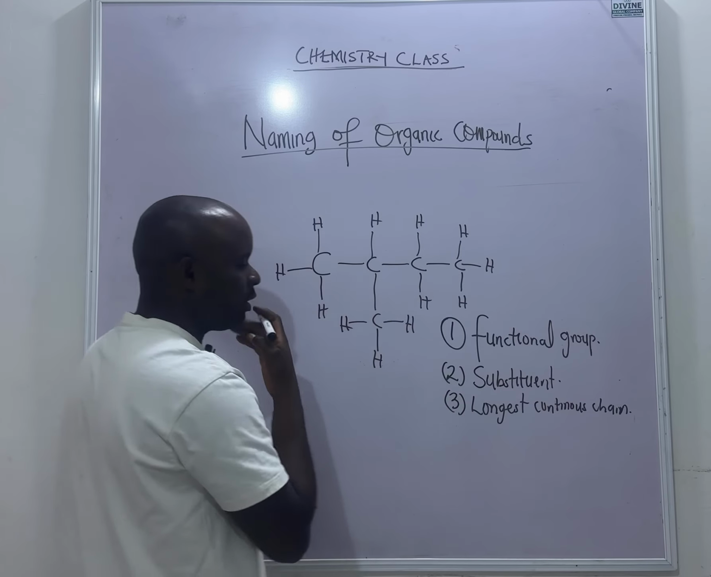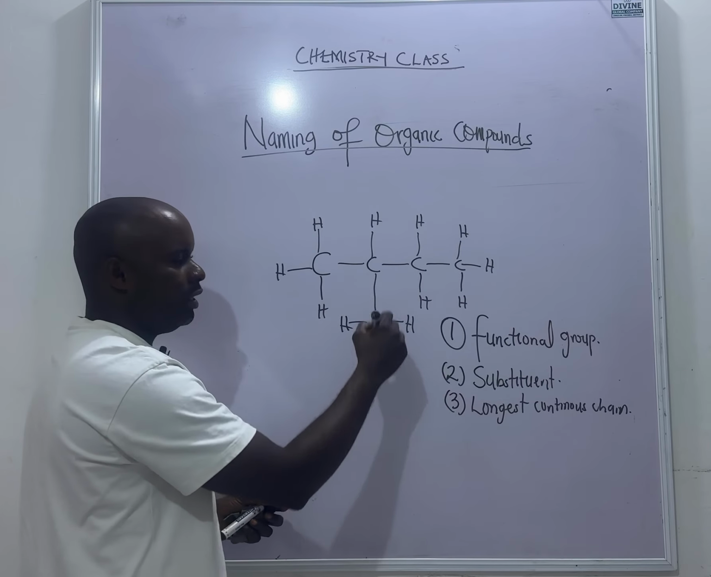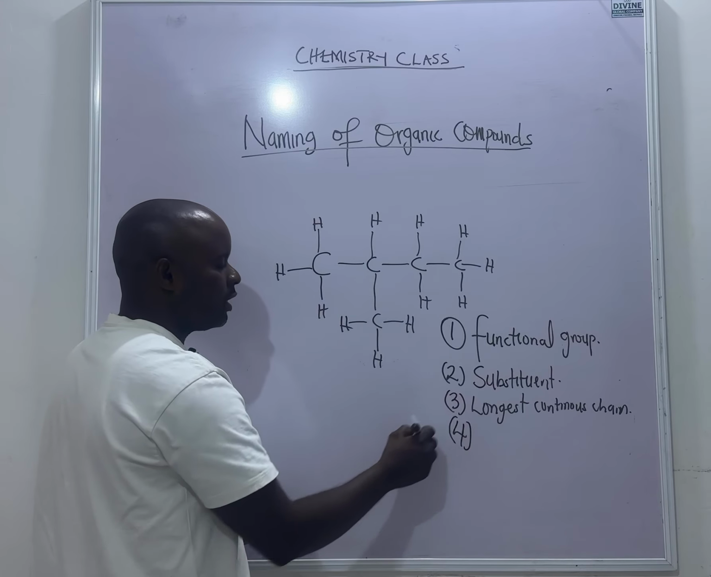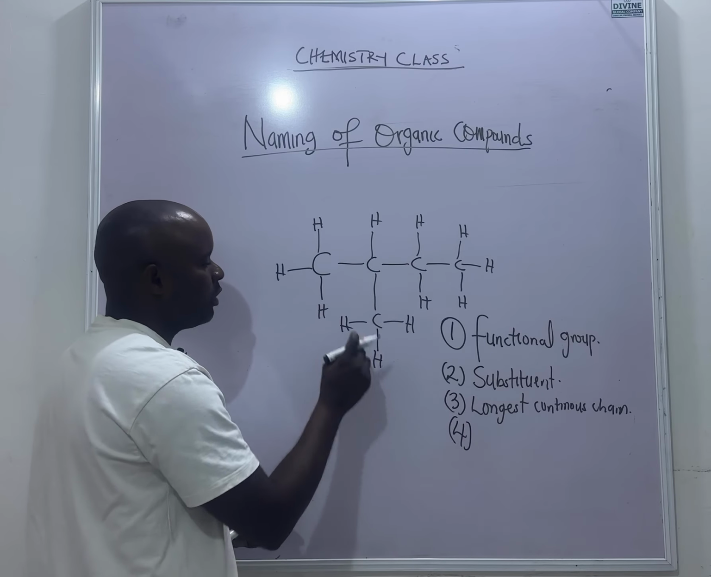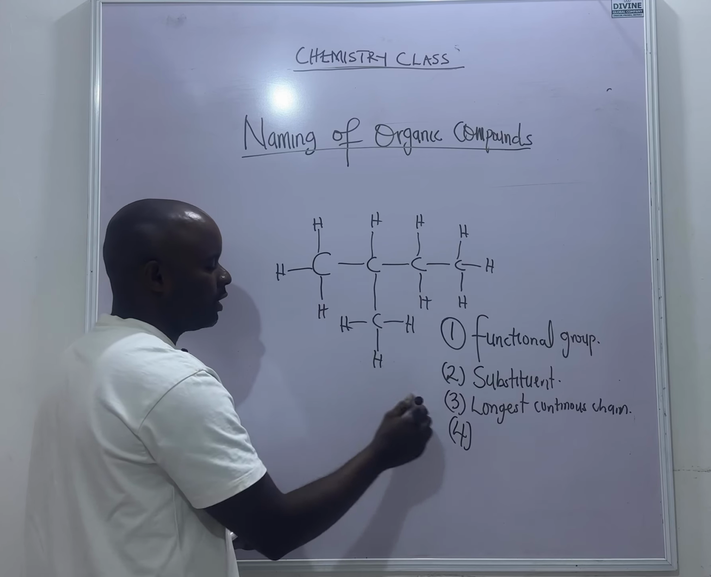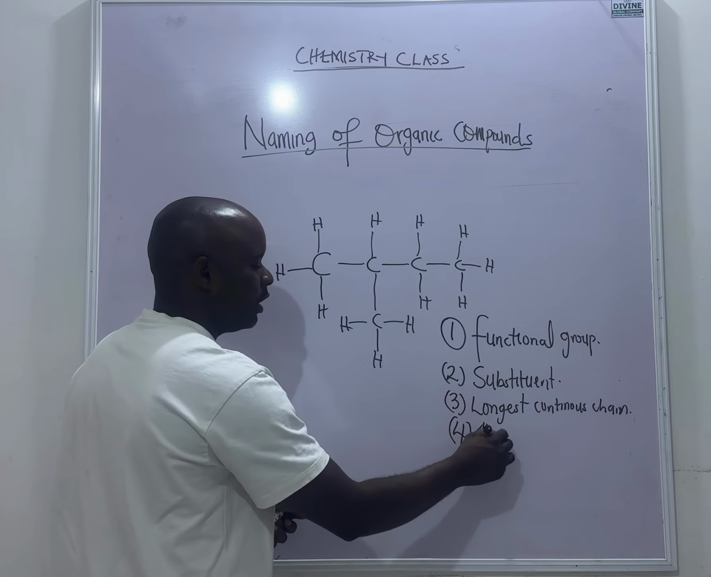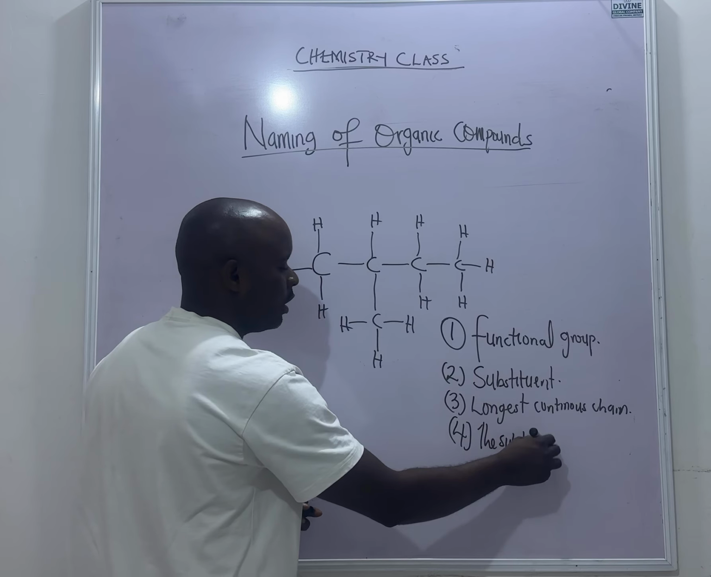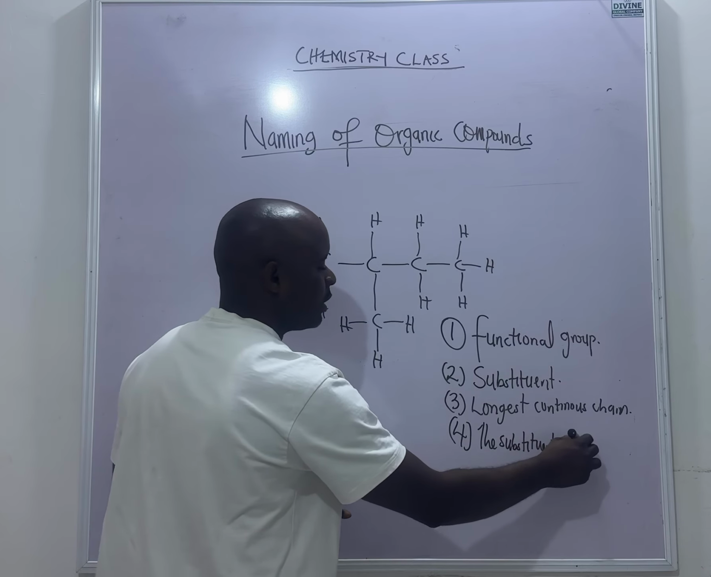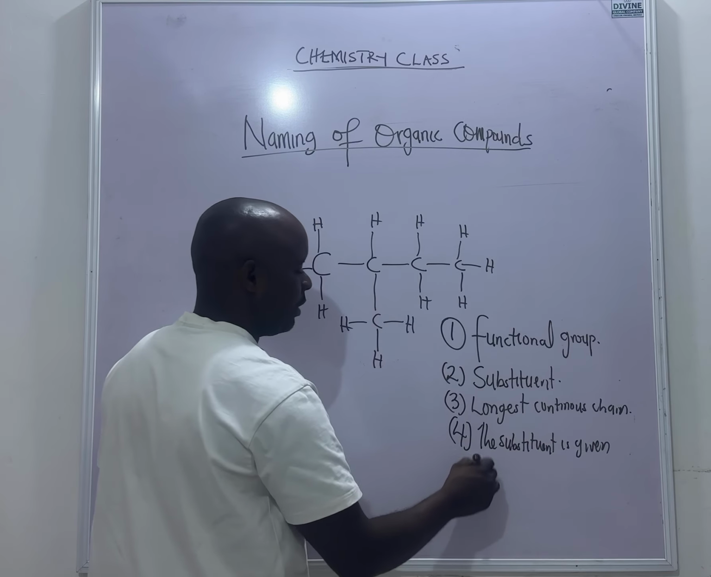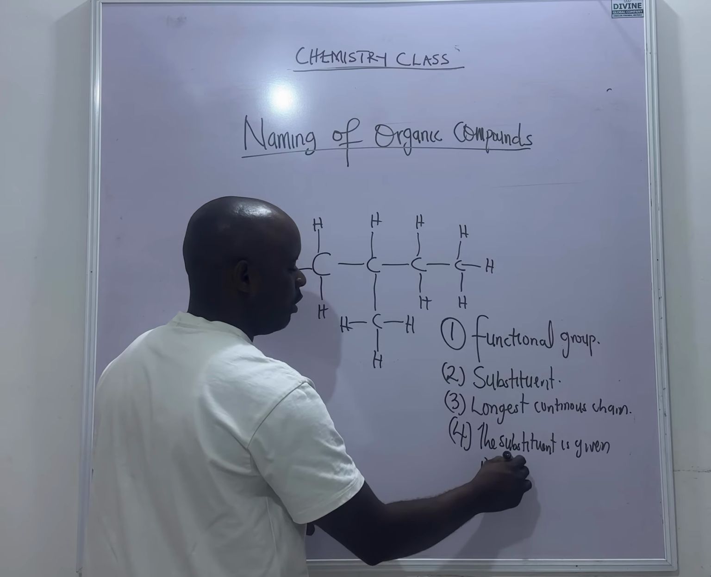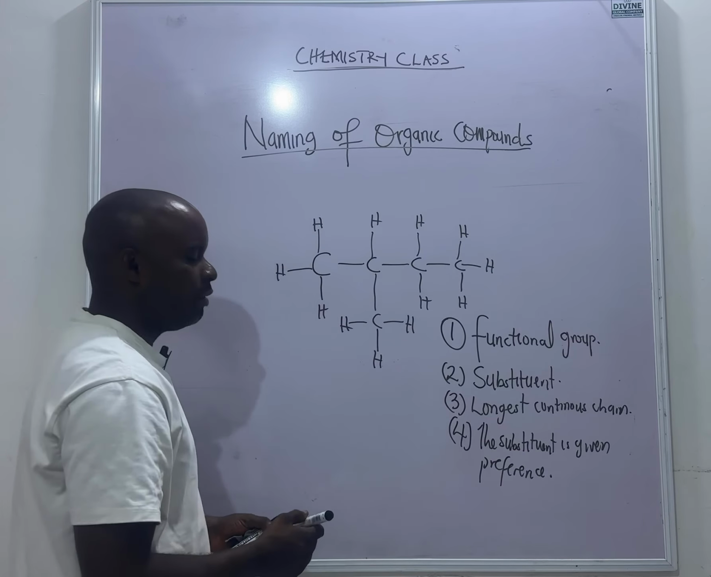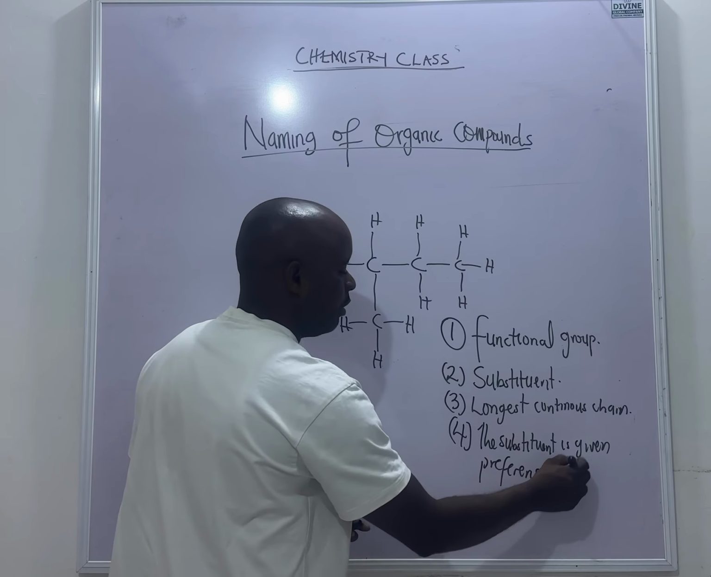So in the case of an alkane, when it involves the alkane family, we must give preference with the numbering. We must give preference to the substituent. For instance, say the substituent is given preference in terms of numbering. So the substituent is given preference in terms of numbering.